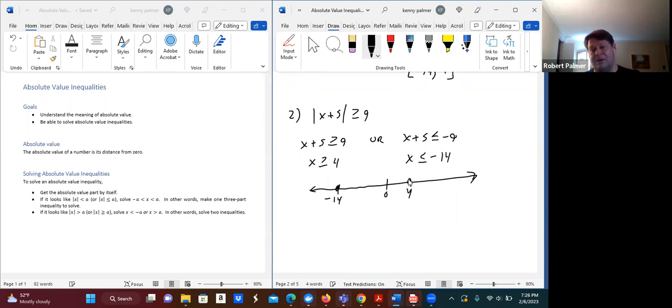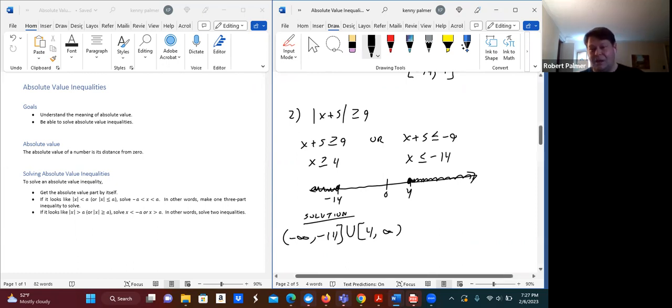And then what this says is that x has to be greater than or equal to 4, so to the right of 4, or less than or equal to negative 14, then to the left of negative 14. So our solution as an interval: negative infinity to negative 14, of course always parentheses with negative infinity, and then the square bracket, since negative 14 is included. This interval goes from 4 to infinity, always parentheses with infinity, and since 4 is included, square bracket, and in the middle, the union sign.